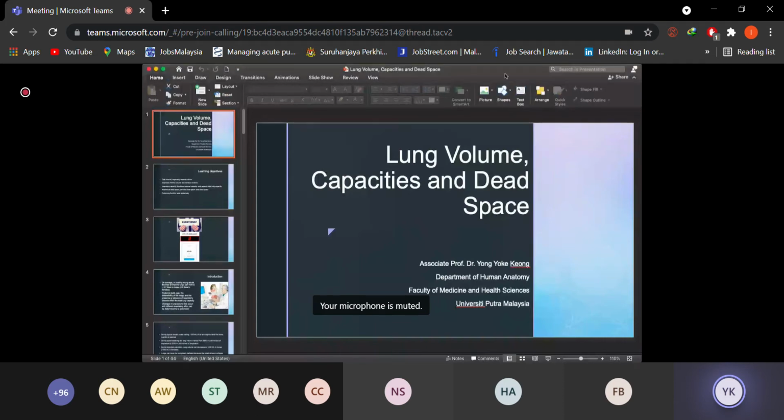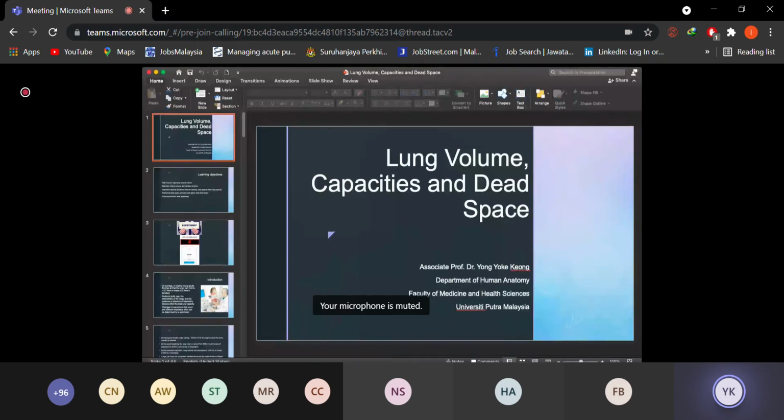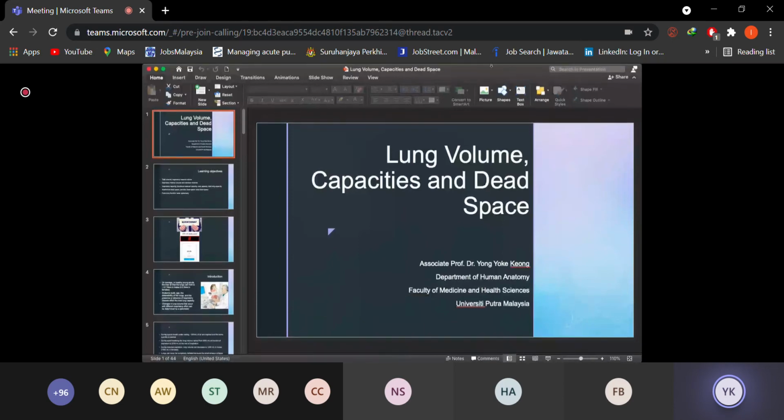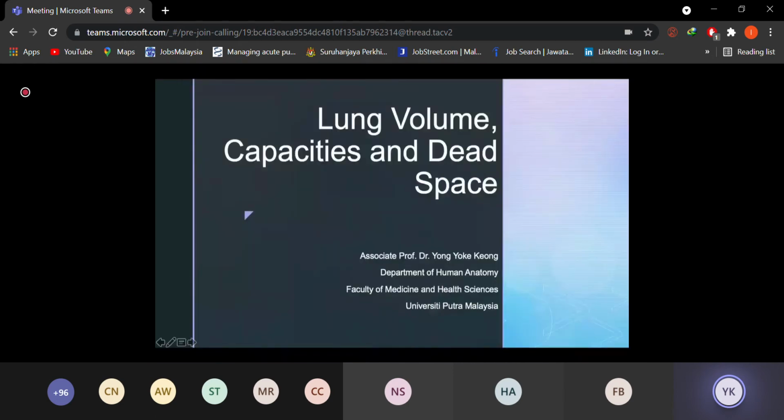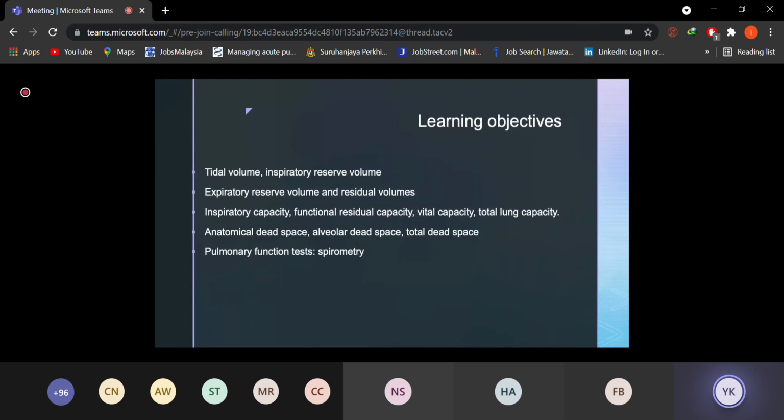So it is slightly changed in your lecture titles. Lung volumes and capacities, and also dead space. In this lecture, you should be able to know the tidal volume, inspiratory reserve volume, expiratory reserve volume, and residual volume. And there are capacities as well, which means you have volumes to learn and capacities to learn.